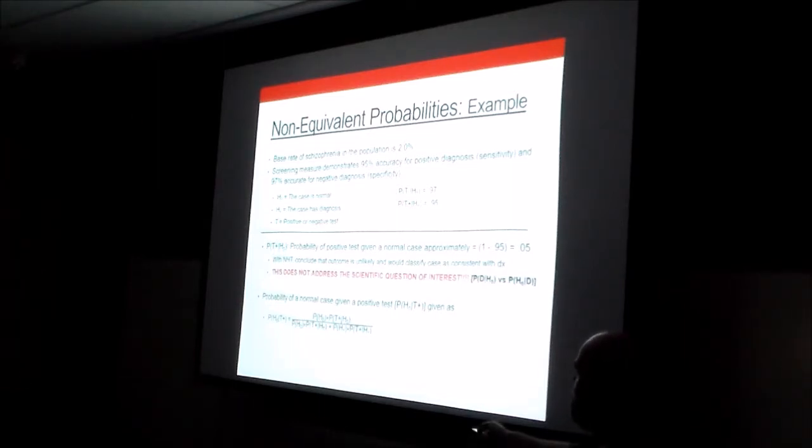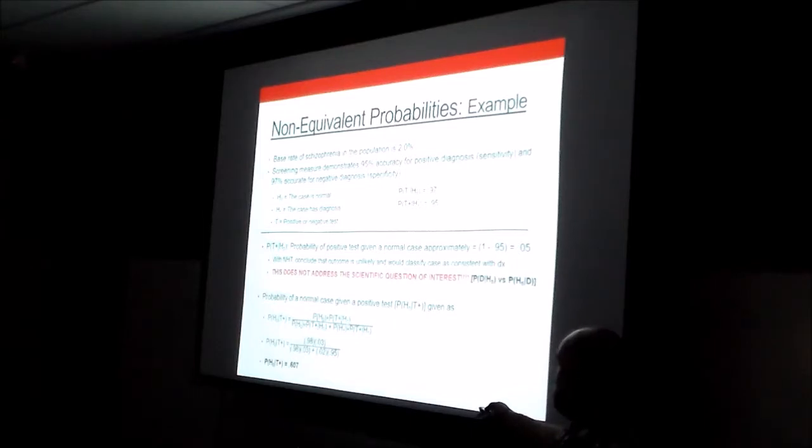And as Cohen puts out, for the probability of a normal case given a positive test, we have to take the probability of a normal case, multiply that by the probability of a positive test given a normal case, over the probability of a normal case multiplied by the probability of a positive test given a normal case, plus the probability of a positive case times the probability of a positive test in a positive case, right? And if we go through and run this out, the probability of not having schizophrenia is 98%.